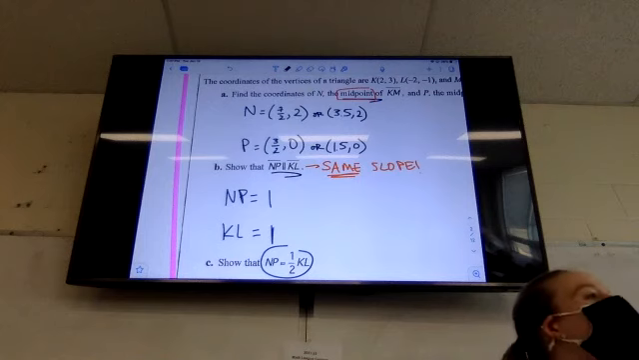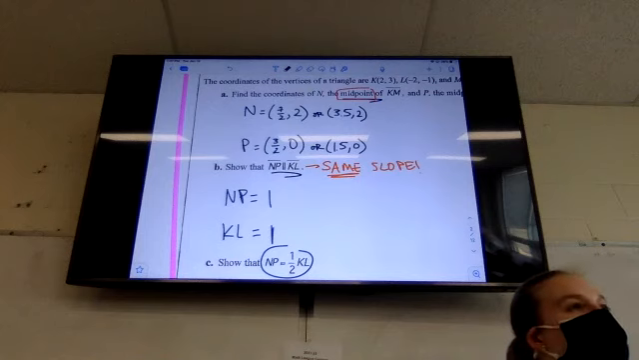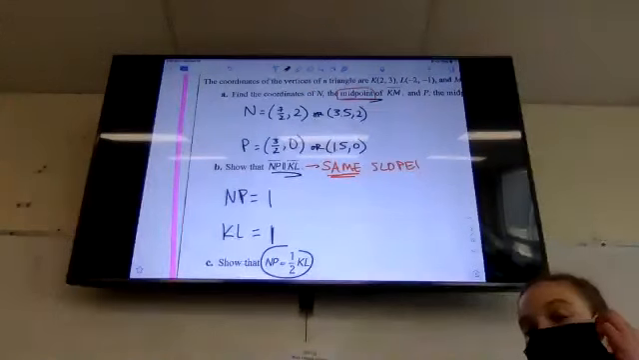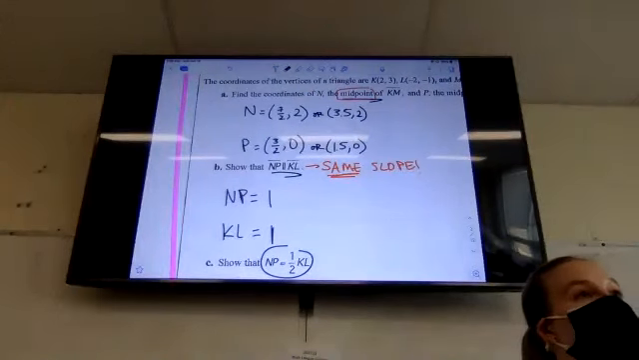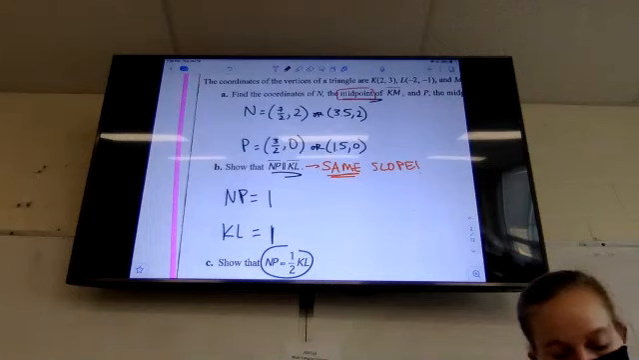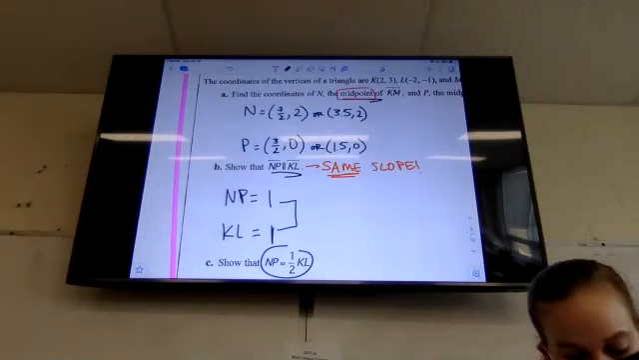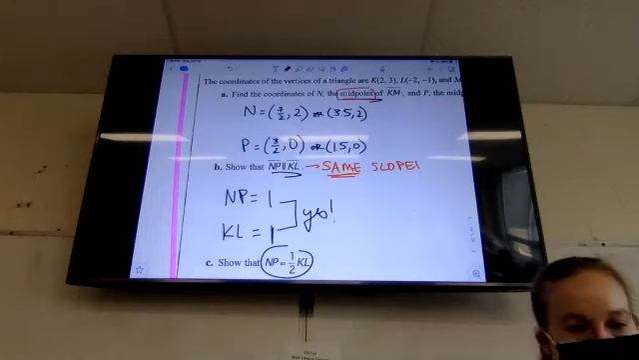Good. It says show that they're parallel, so they should be the same. If you're getting the wrong answer, it should be the same. But if you do it correctly, you will get 1. So 1 for PN or NP, 1 for KL. So they both have the same slope. So that's good. Yay. All right.